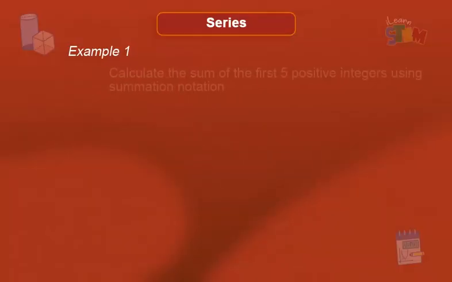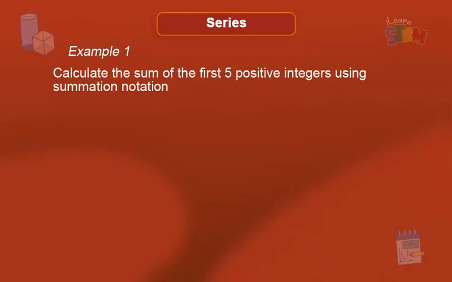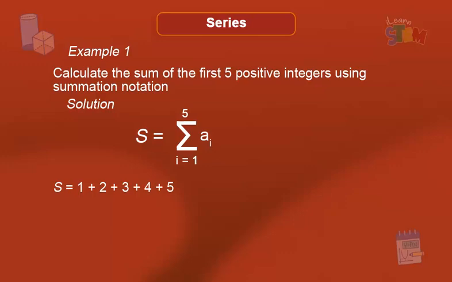Example 1. Calculate the sum of the first 5 positive integers using summation notation. Solution. The summation notation can be represented as this. This means we are summing all numbers starting from 1 and ending at 5. Expanding the summation, we have S equal to 1 plus 2 plus 3 plus 4 plus 5. Add these terms together with your calculator. The result is 15. Therefore, the sum of the first 5 positive integers is 15.